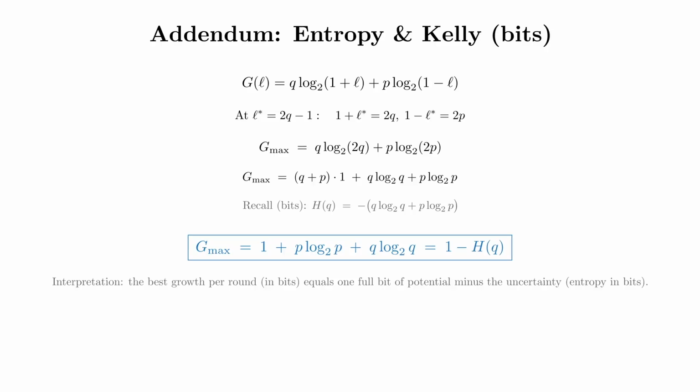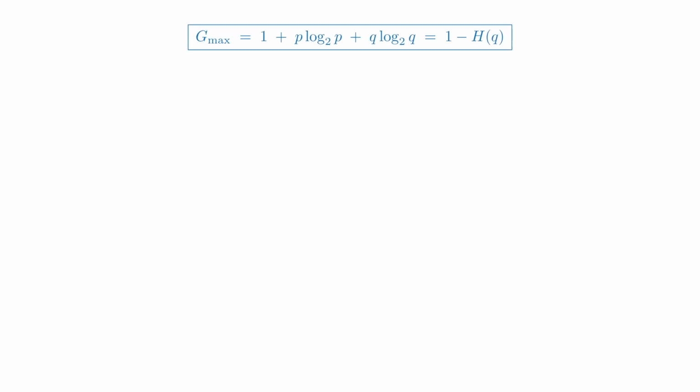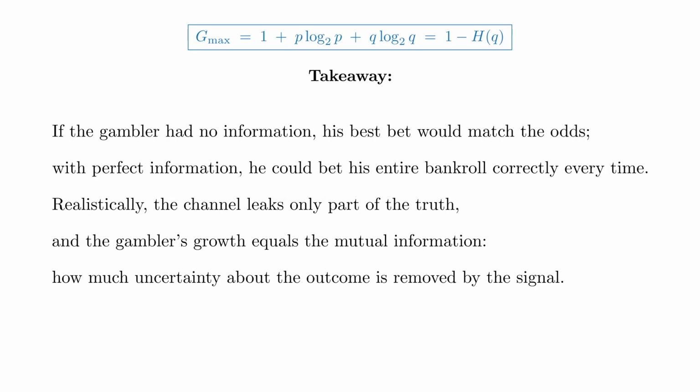So interpreted in bits, the best possible growth per round equals one full bit of potential minus the remaining uncertainty, the entropy, H of Q. So intuitively, if you had perfect information about the outcome, you could convert that full bit of potential into guaranteed growth. With imperfect information, part of that potential is lost to uncertainty.